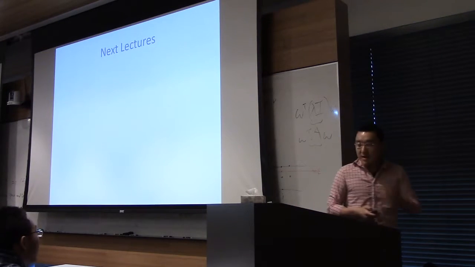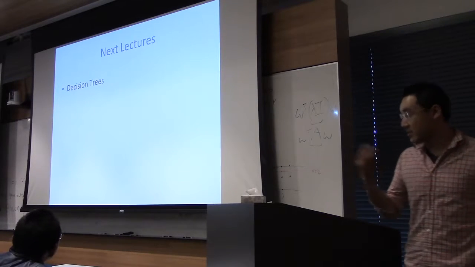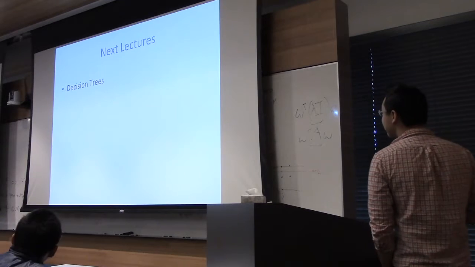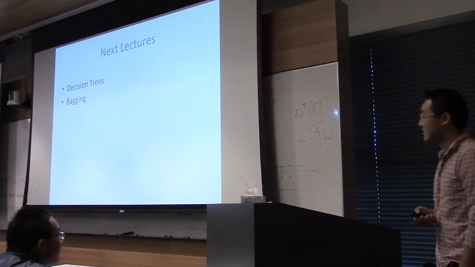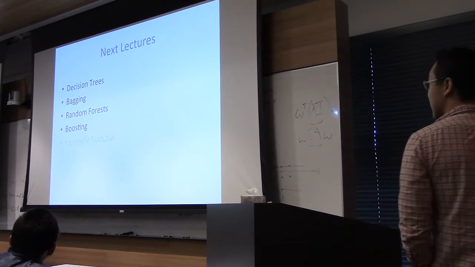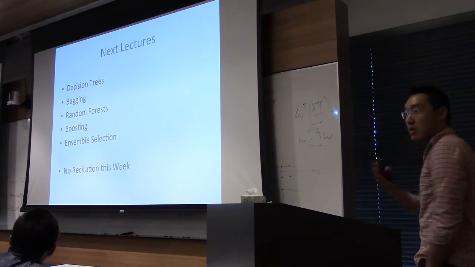For the next two lectures, we'll be talking about decision trees, which is a highly nonlinear model class, and some of their generalizations that are often used in conjunction with decision trees, such as bagging, random forests, boosting, and ensemble selection. And no recitation this week.